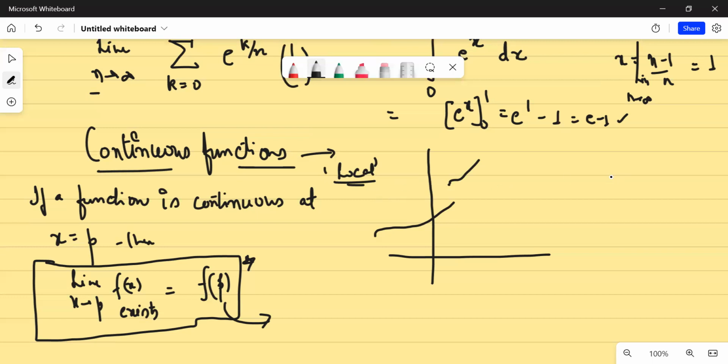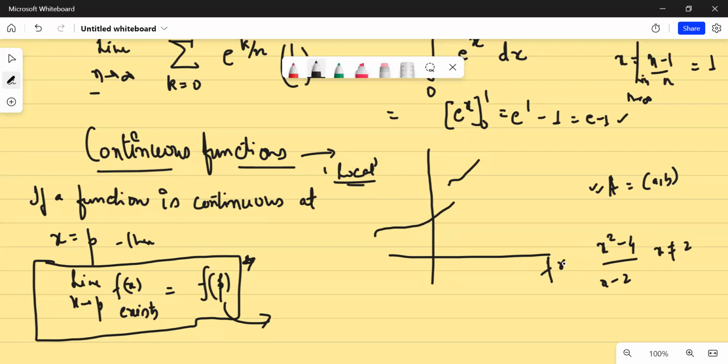I'll always say whether your function is continuous at a point. And let's say you have a set A, let's say (A, B). If at every point your function is continuous, then I will say that my function is continuous on set A. But always remember, whenever I'm talking about continuity, I'll be talking about continuity at a point. So if I say that my function is continuous at a point, then the limit as x tends to that particular point, let's say P, should exist, and it should be equal to the value of the function at that point.